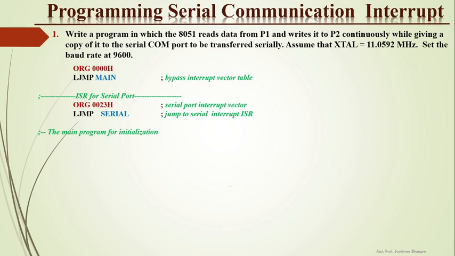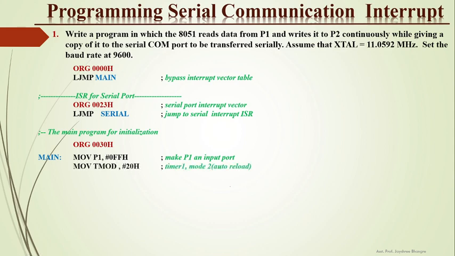So here is the main program for initialization. We have written it at the location 0030H. Again, as we are getting data from port 1, which is an input port, we have to configure port 1 as an input. We are configuring this using the instruction MOV P1, #0FFH.